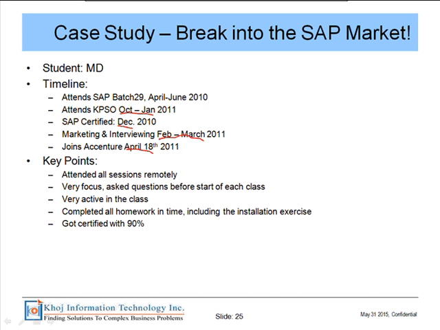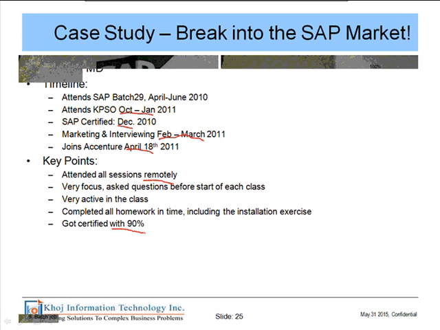She attended all the sessions remotely, right? Since she was in Canada, she couldn't be here in New Jersey. Very focused, she asked questions before the start of each class and was very active in the class itself. She completed all homework in time, including the installation exercise. When she got certified, she scored 90%. So it was not just getting certified, she even did very well.